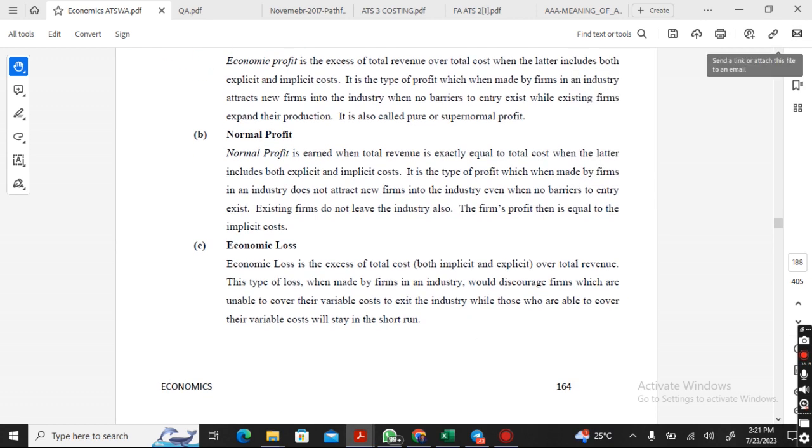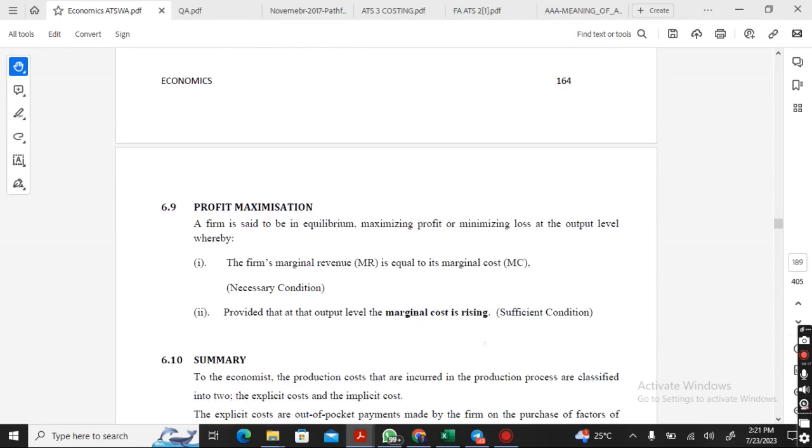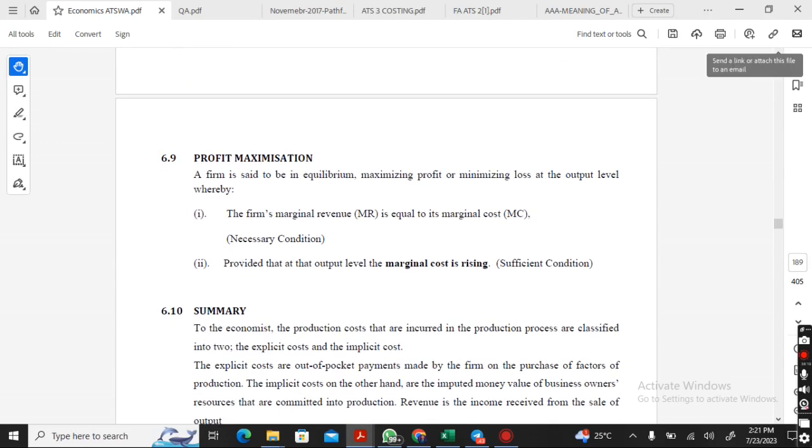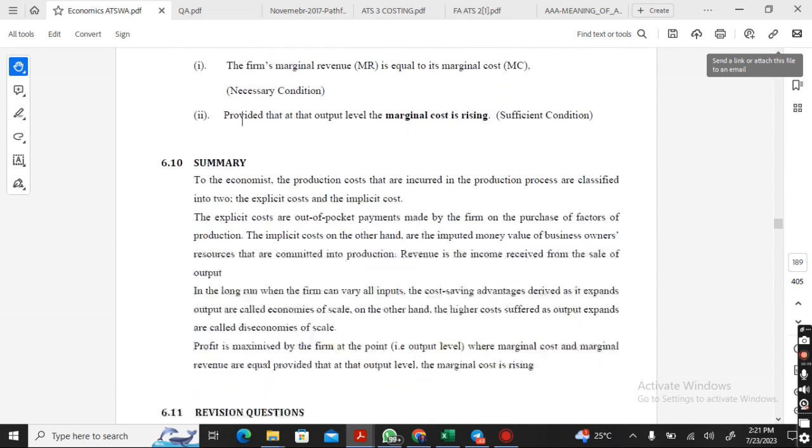So economic loss, I've explained that, and the profit maximization, we explained this in our market structure. A firm is said to be in equilibrium, maximizing profit or minimizing loss, at the output level where the firm's marginal revenue is equal to marginal cost. This particular topic is still under market structure, which I want us to look into very well.